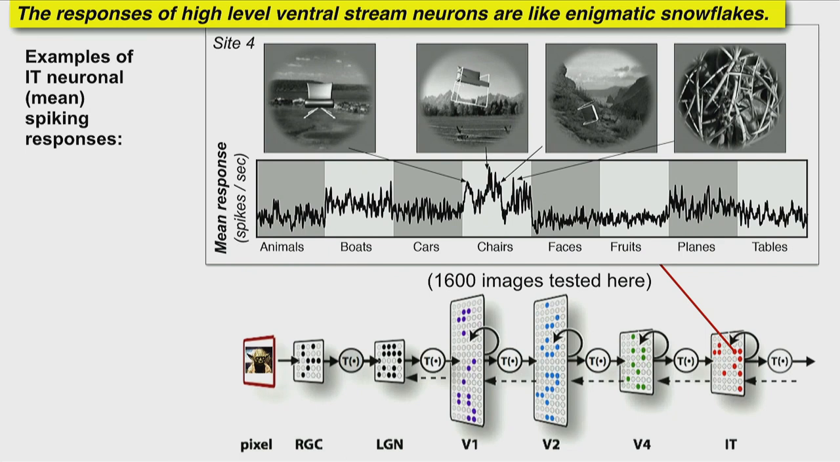You record it. You measure its response to a whole bunch of images. I showed you we measure thousands of images. I'm showing you 1,600 images here. This is not time. This is the response, the mean response averaged over 50 repetitions to a bunch of images. And I've grouped them by the category that was used to generate the images.